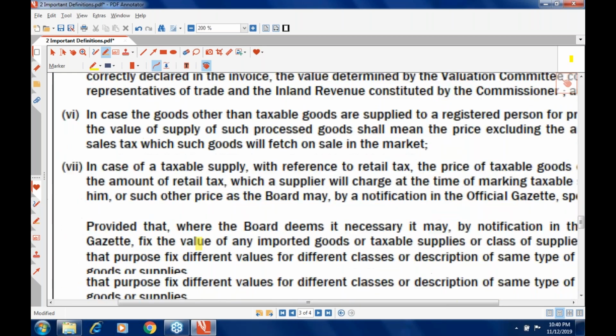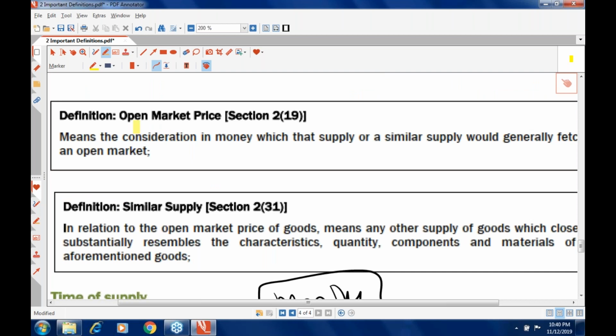We discussed the value of supply in yesterday's session. Now, there is another concept which is called open market price. Now, what is this open market price? Because this terminology of open market price is repeatedly mentioned here and there.